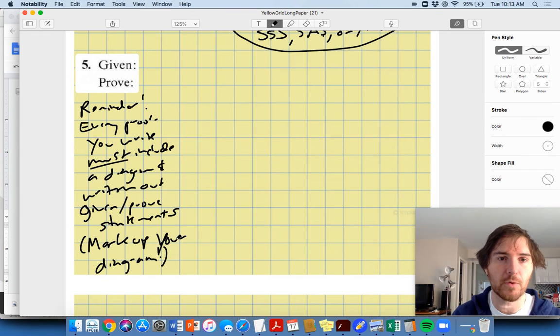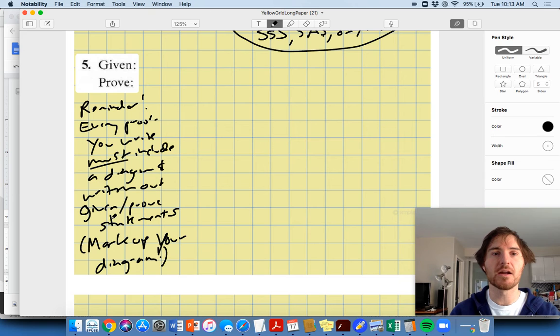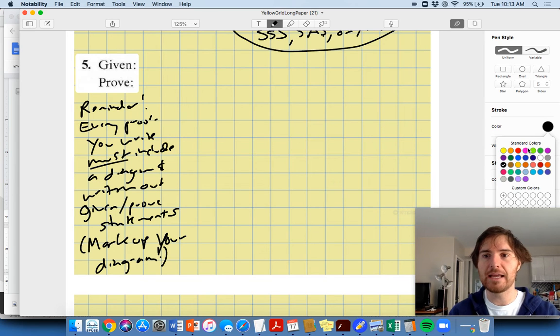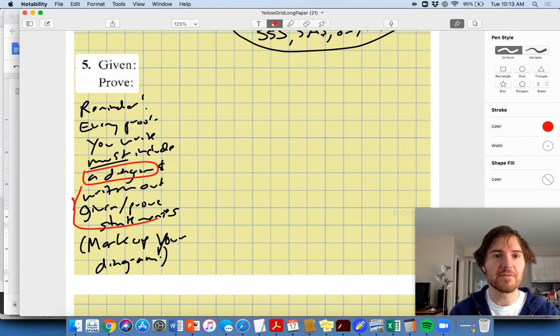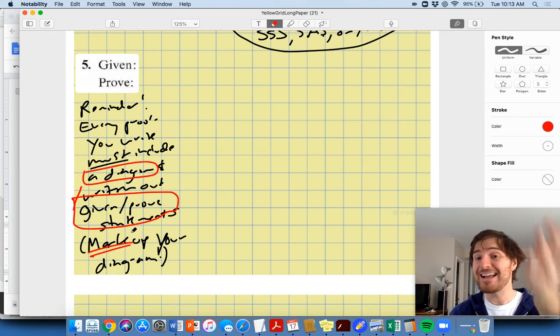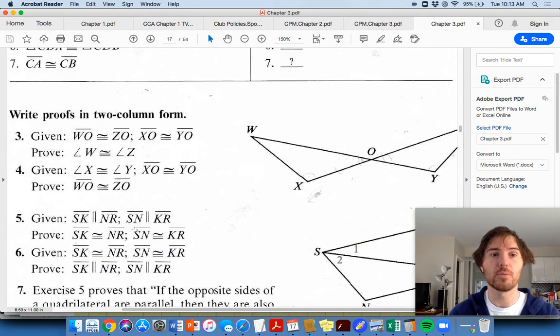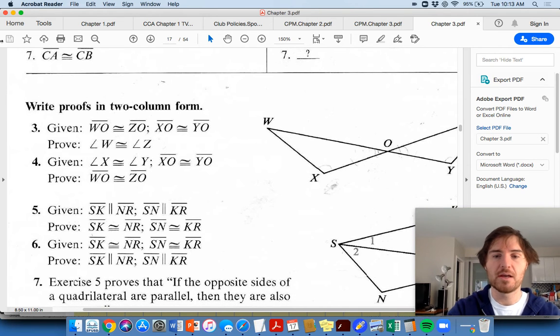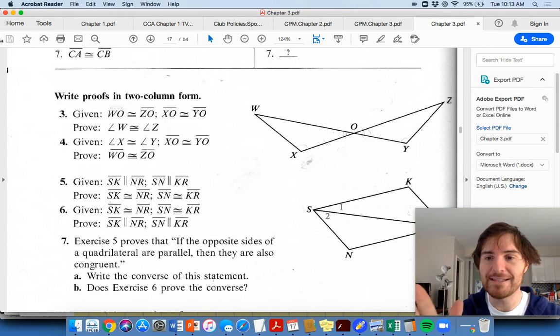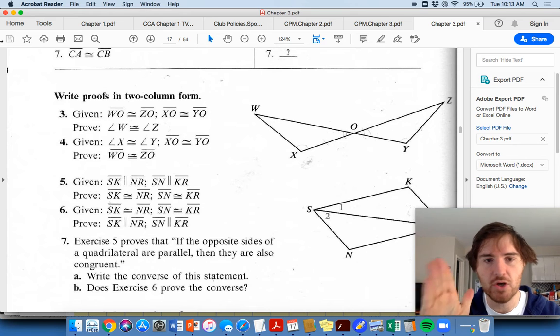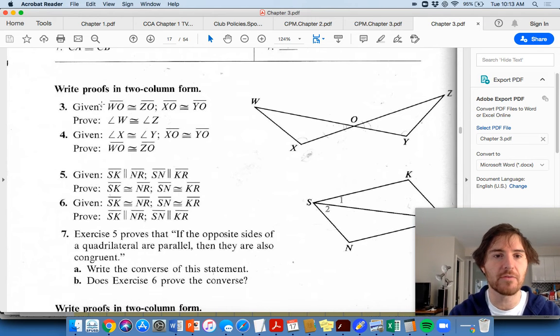How do you learn from Mr. Fortin's tips? How do you develop your own tips? That's what it's all about. So you've got to include that diagram and your given and prove statements, and you're going to mark up that diagram because that sort of writes the proof for you. You don't spend your time looking at the problem and getting overwhelmed. You're just copying it down, and then you'll understand what to do. Okay, so we're going to do number 5.